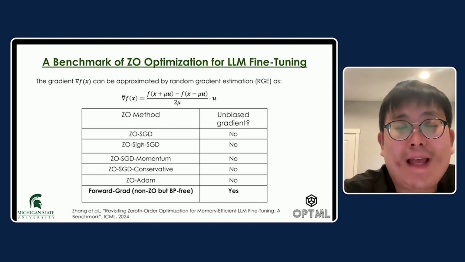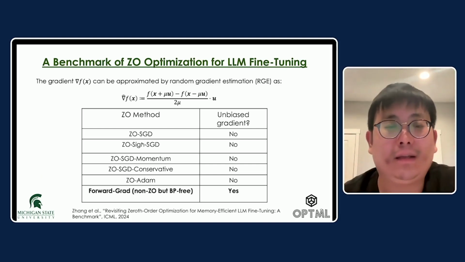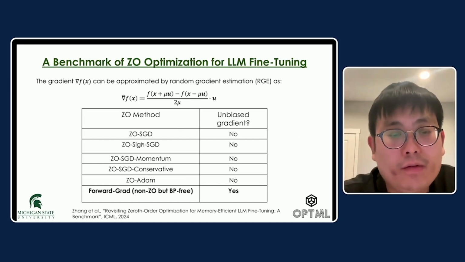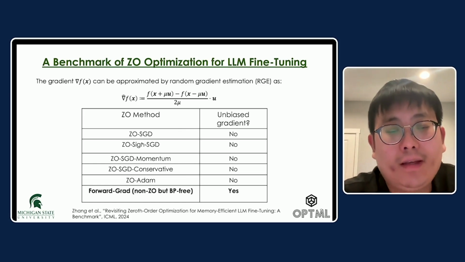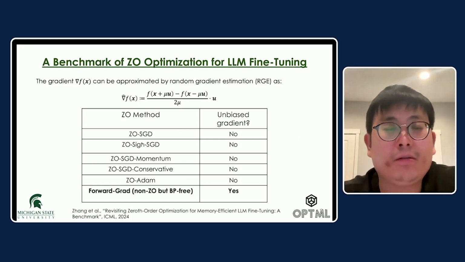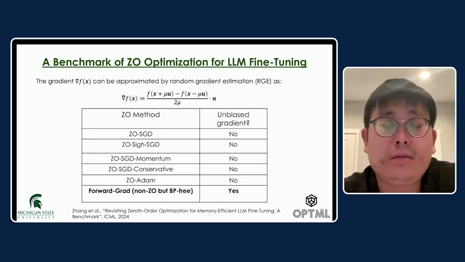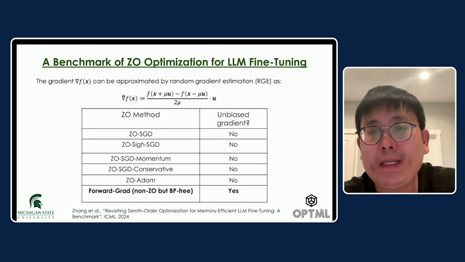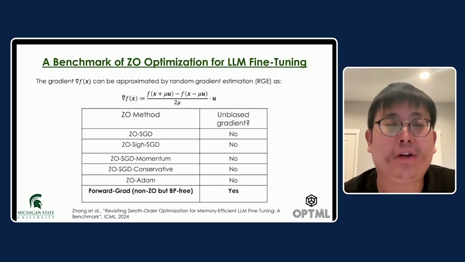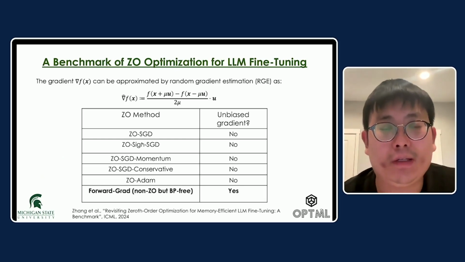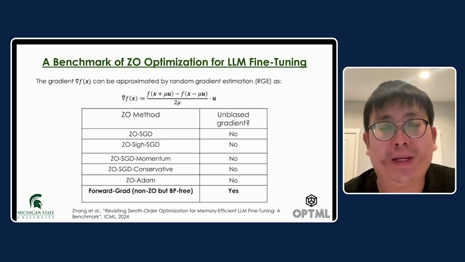Similarly, you can get a Zeroth-Order sign-based SGD, which means you only take the sign of the gradient estimator as a descent direction. And also you have the Zeroth-Order SGD based on momentum, and Zeroth-Order SGD conservative versions, which means you also use some additional tricks to find a better learning rate, and also a Zeroth-Order version of Adam. So there are many different versions of Zeroth-Order methods. They are obtained from the first-order methods. The only difference is you replace the first-order gradient with the Zeroth-Order gradient estimate.